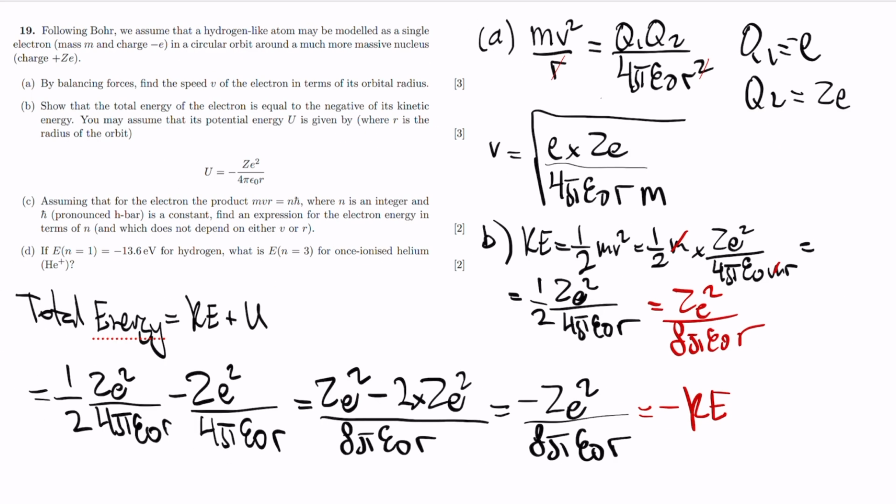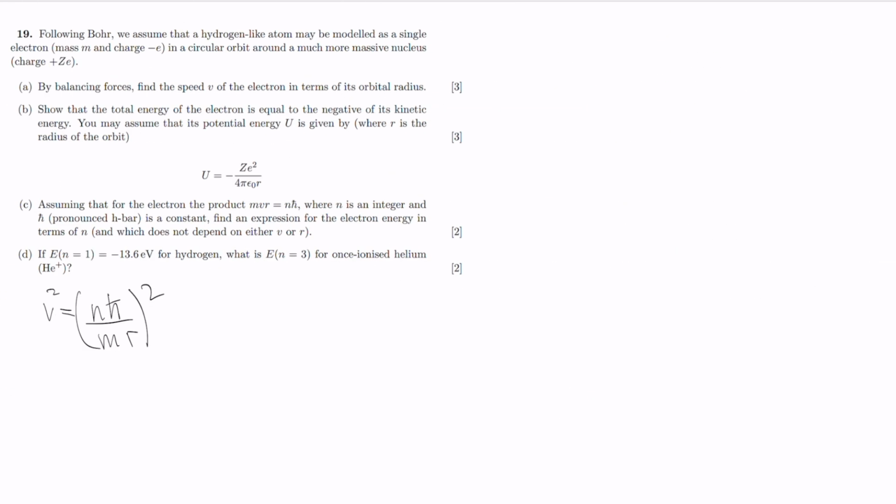So I'm going to take this expression we found in part A, square root of all this stuff, and set that equal to that. This will probably bring us somewhere. So this here will be given by Ze squared, divided by 4 pi epsilon naught m r. Cool, so we've got an expression for v squared.